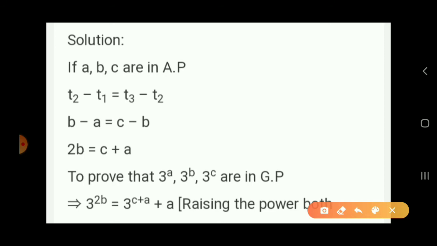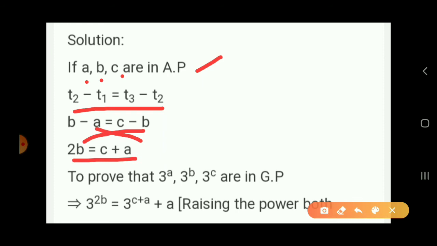See the solution. If A, B, C are in AP, AP means the differences are equal, so T2 minus T1 and T3 minus T2. T1, T2, T3, so B minus A equals C minus B. So B plus B is 2B, which equals C plus A. So we can keep 2B equal to C plus A.